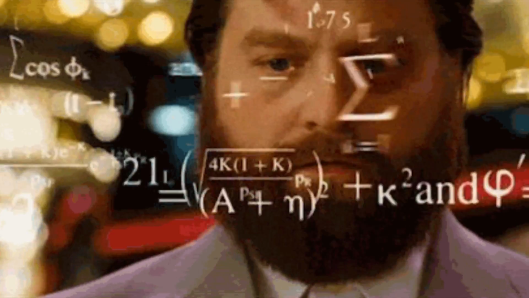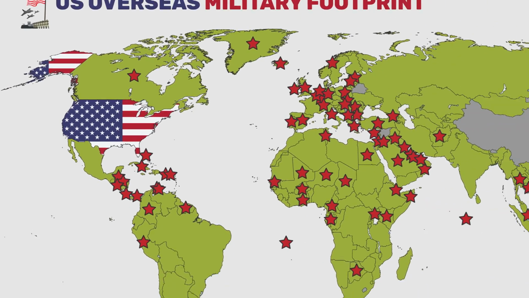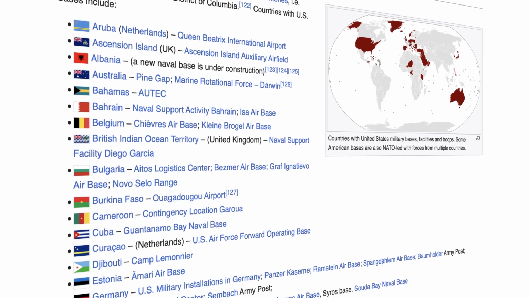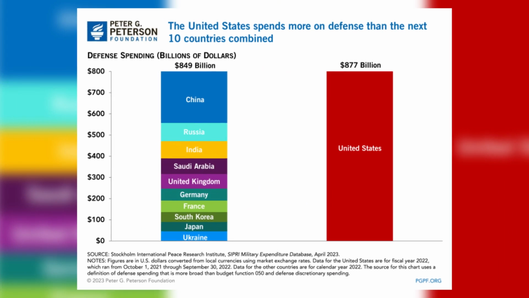To give you a sense of how big this number is, consider this. The US has more military bases abroad than any other country in history. The US also has more military bases abroad than all the other countries combined. And the US spends more on its military than the next 10 countries combined.